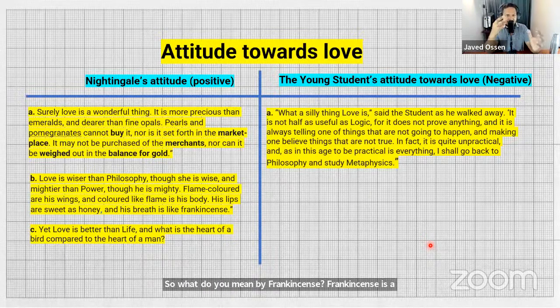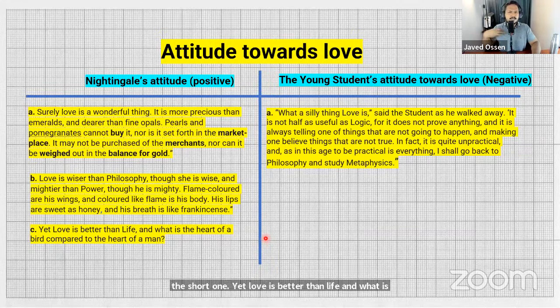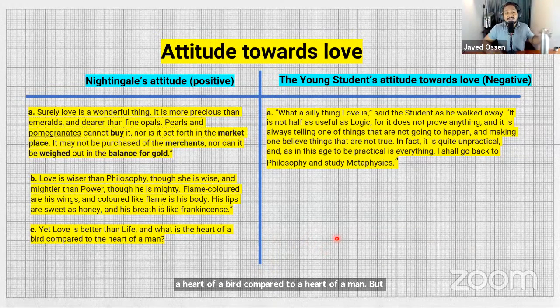So basically, the Nightingale has a positive attitude towards love. You must be able to memorize these extracts right now, okay? If you can't memorize these extracts, at least memorize the short one. Yet love is better than life, and what is the heart of a bird compared to the heart of a man? But the young student thinks negatively about love. Can you believe that?